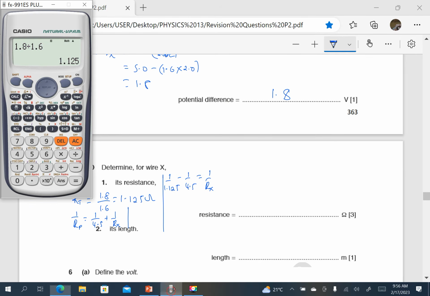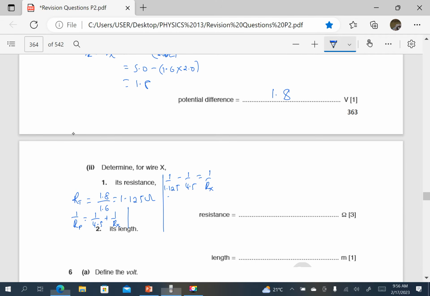So this is going to be open brackets 1 divided by 1.125, close the bracket, minus, open another bracket, 1 divided by 4.5. So that gives us that. Then we get the reciprocal: 1 divided by the answer, which is 3 over 2. That means the resistance is going to be 1.5. So Rx is 1.5. So this is method 1.